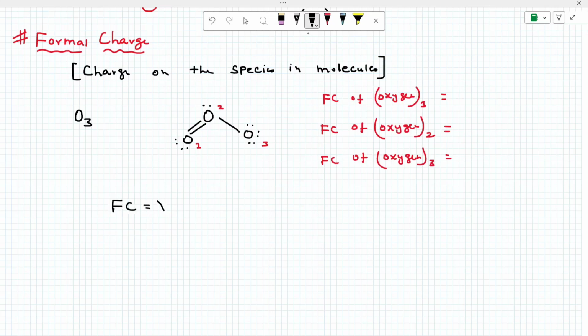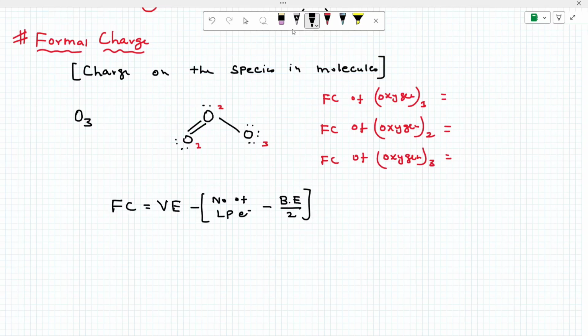The formal charge is equal to the valence electrons minus the number of lone pair electrons minus the bonding electrons by 2. What is the formula? The formula is equal to the valence electron minus the number of lone pair electrons minus the bond pair electrons by 2.